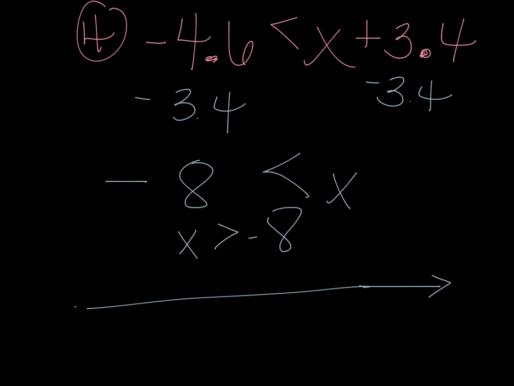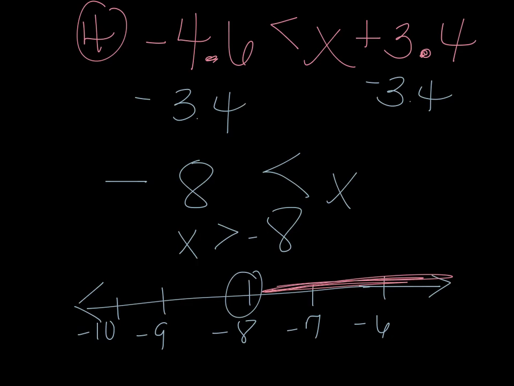And I haven't changed the order of anything. My sign was open to the variable, and it's still open to the variable. You just have to be really careful when you do that. My circle is open. It is pointing to the right, so I shade to the right.